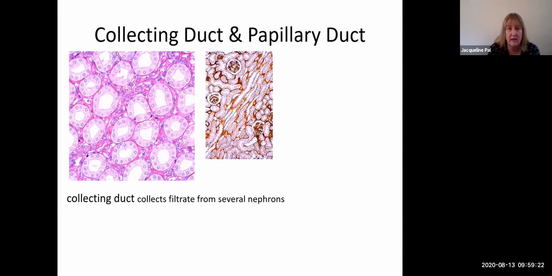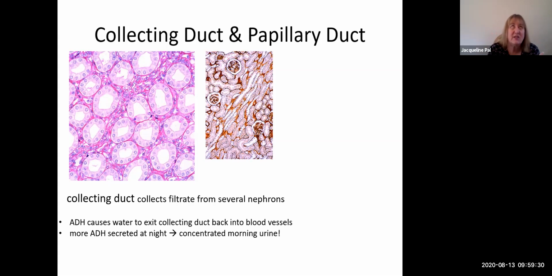All right, continuing on after the distal convoluted tubule, now we have urine. I'm no longer calling it the filtrate because now we are in the collecting duct, which collects the filtrate from several nephrons. Actually, it's not quite urine yet because antidiuretic hormone works here in the collecting duct. And at night, you secrete more antidiuretic hormone. That's why you can sleep longer because you're not producing as much urine, and your urine in the morning is more concentrated.